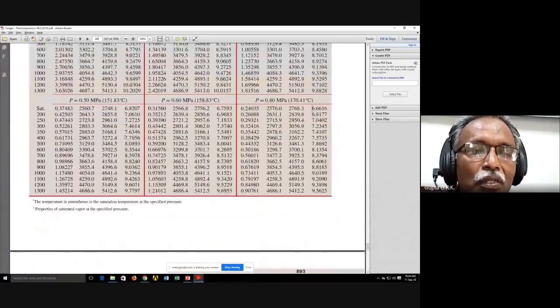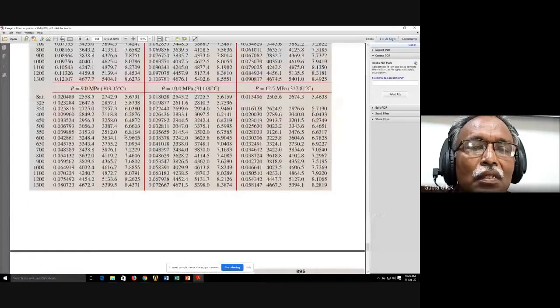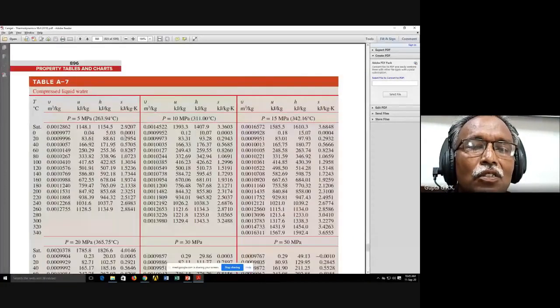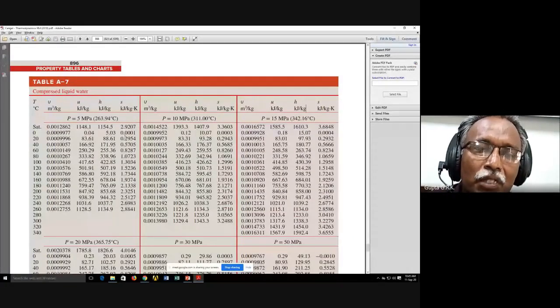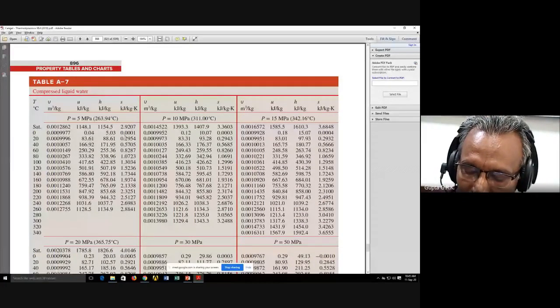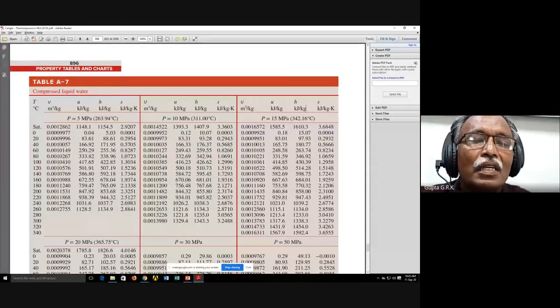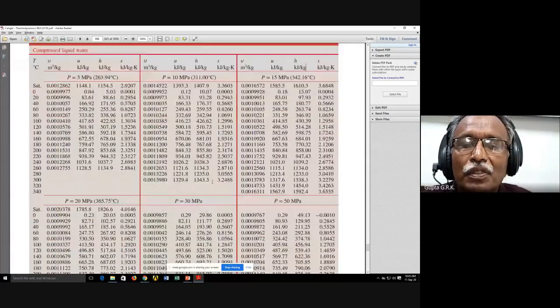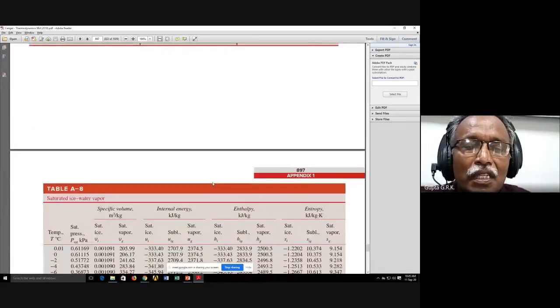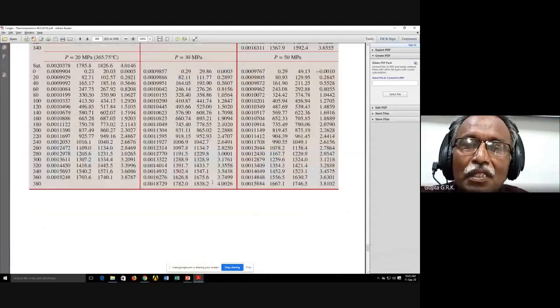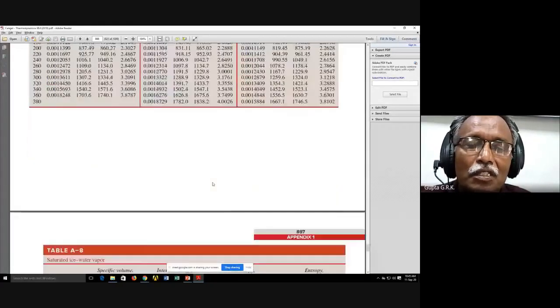And if you go down, these are also superheated tables. And then we have compressed liquid water tables also. This is on page number 896. You can see here, for a given pressure, I have various temperatures given, and the V, U, H, S are given. Okay. So these are the tables which are needed for water or steam as a working substance.